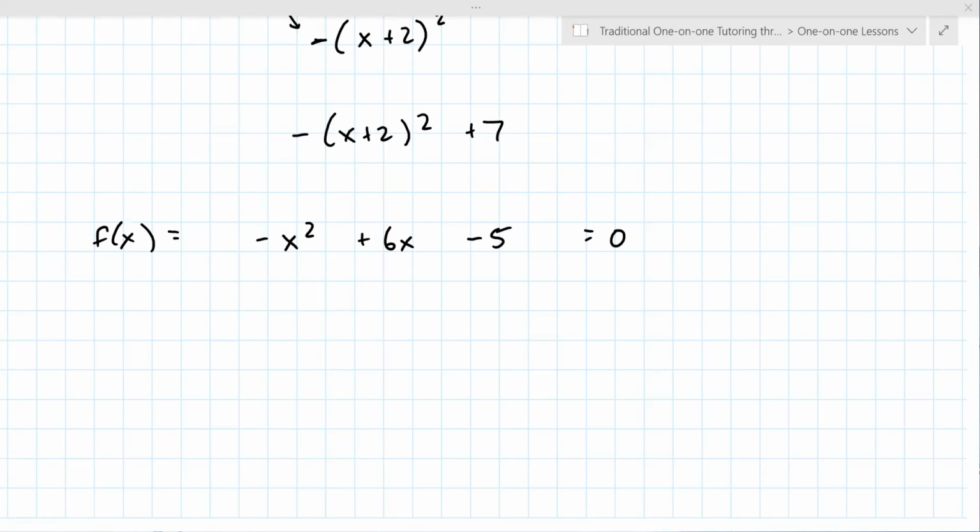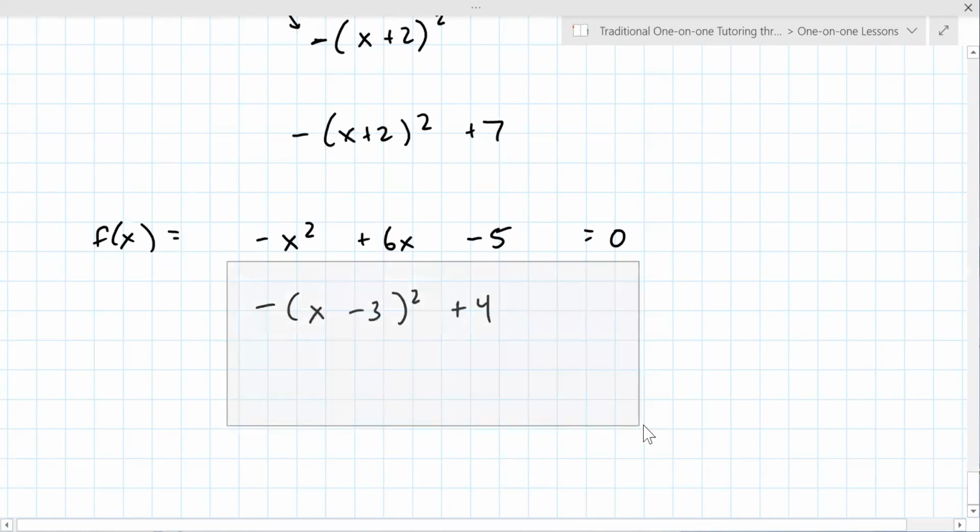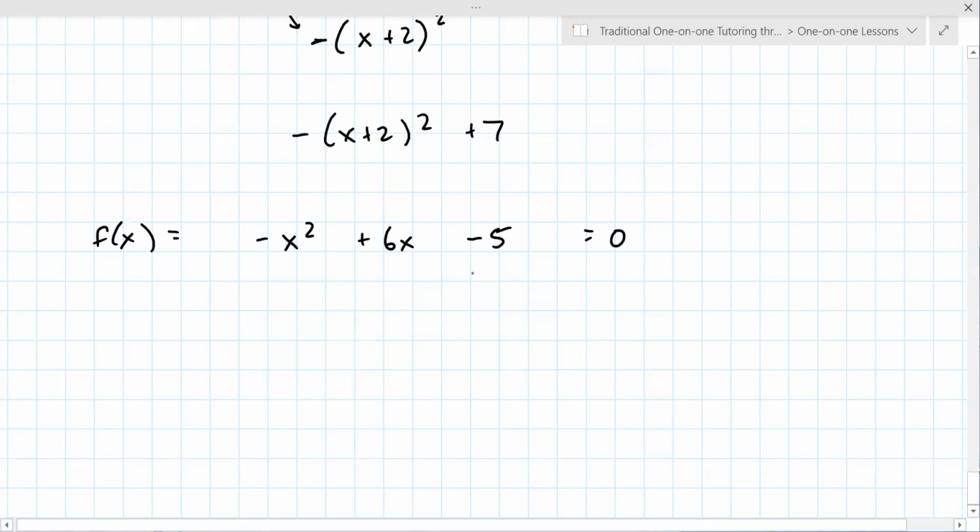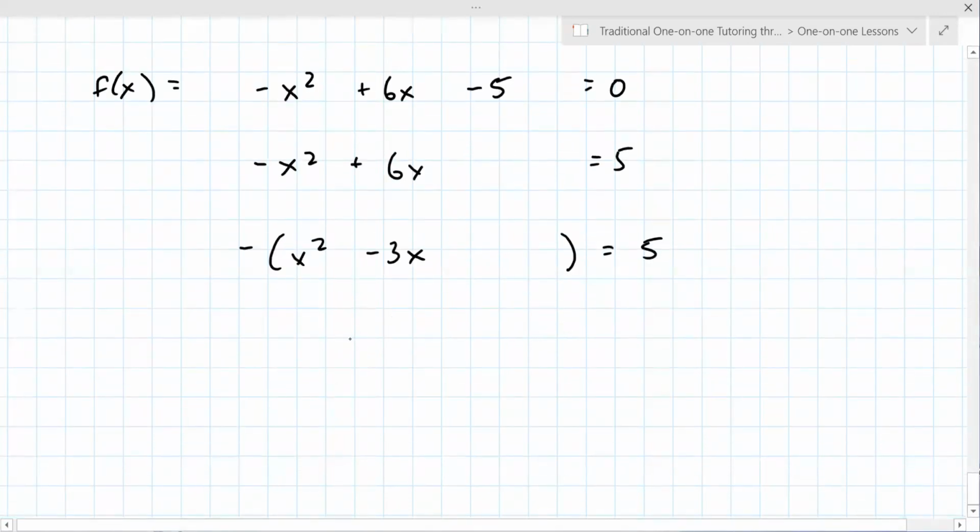Is it negative x minus 3 squared minus 4? It's plus 4. Okay, so let me run through it here and see if you can find your mistake. So I move this over first, so it's minus x squared plus 6x equals 5. Then you factor out the negatives, so it's x squared minus 6x equals minus 5. I'm sorry, I wrote the wrong thing there. So there should be a 6.